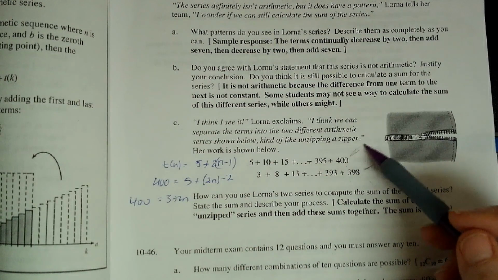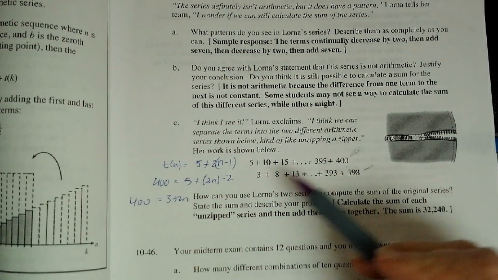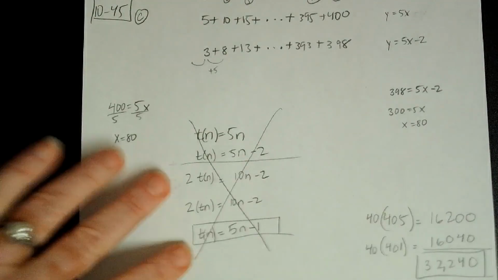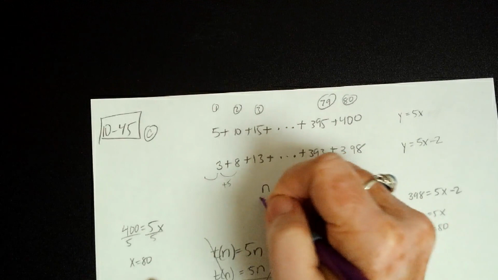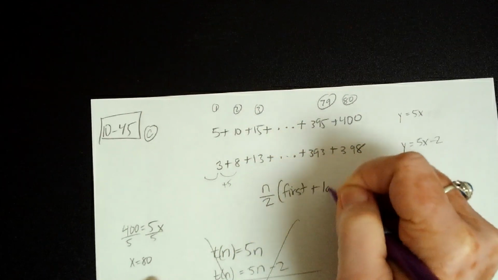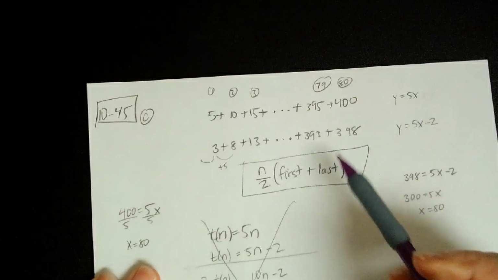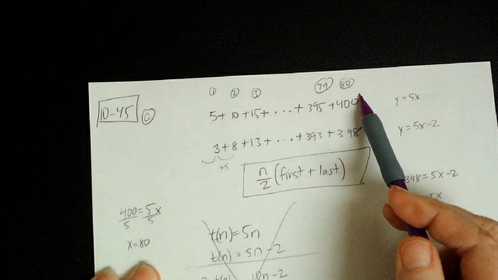So what I would do is find the equation that gives me the terms of the first series, and then find the equation that gives me the terms of the second series, so that I could find out how many terms there are. Because all I have to do is this: n over 2 times the first term plus the last term. That's our formula for the sum of a series. But the problem is I didn't know how many terms were in this series.